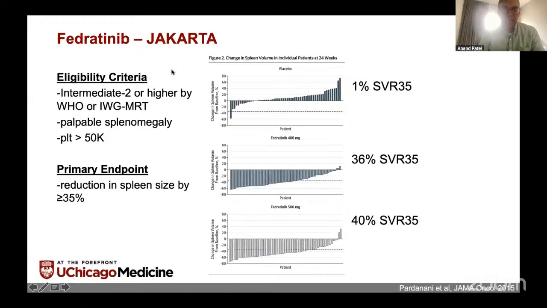Next, we have fedratinib, which is the second JAK inhibitor that was approved. And this was from a study called JAKARTA, which again looked at intermediate-2 or higher myelofibrosis, and that could be primary or secondary myelofibrosis. You needed to have a large spleen that could be felt on exam, and your platelets had to be at least above 50,000, with the primary endpoint being a 35% reduction in spleen size. And again, that was seen in about 40% of patients that were treated with fedratinib. They looked at a couple different doses of fedratinib, but about 40% of patients achieved this landmark.